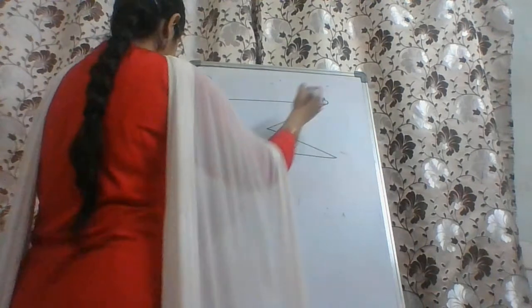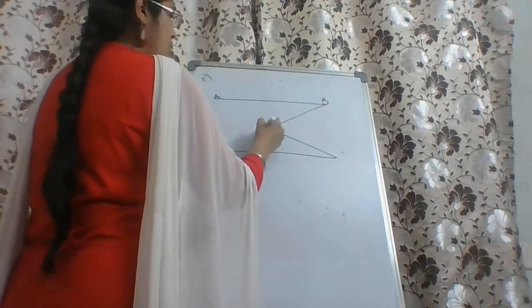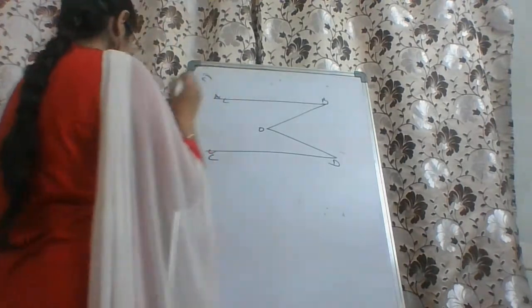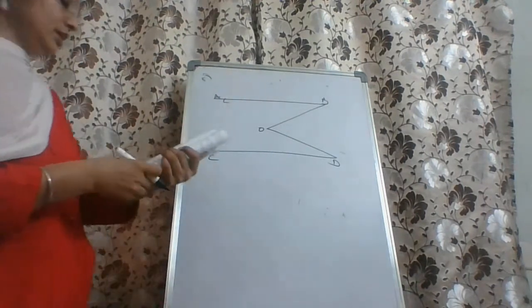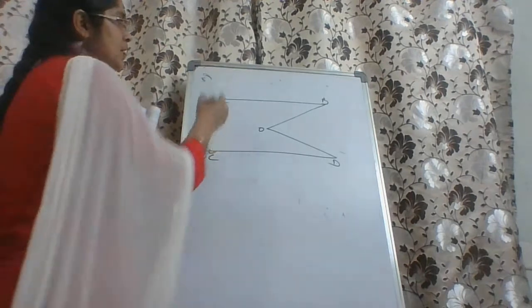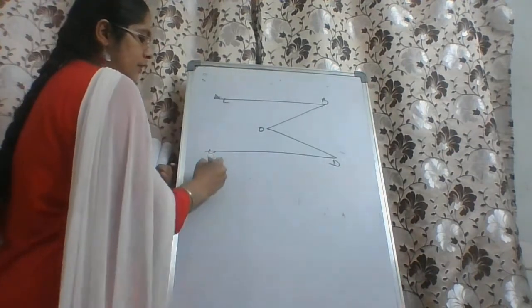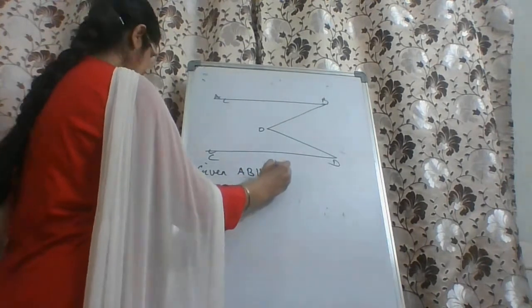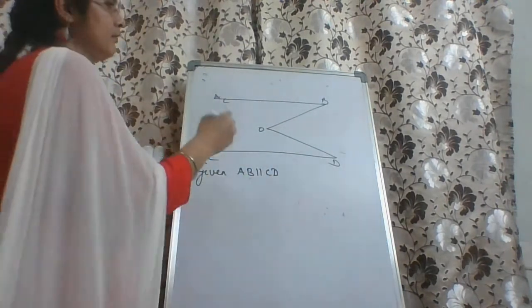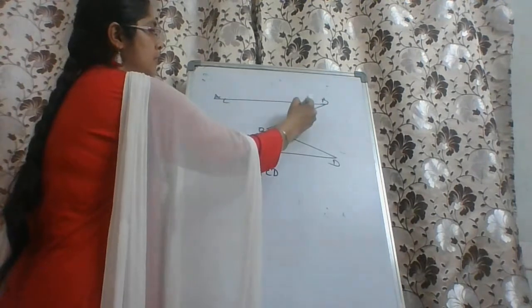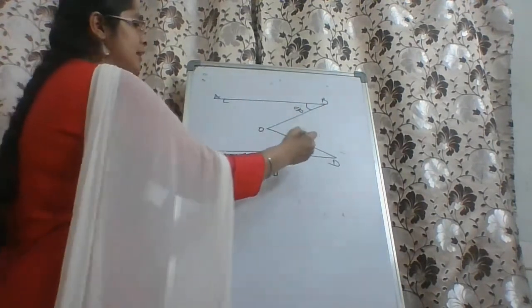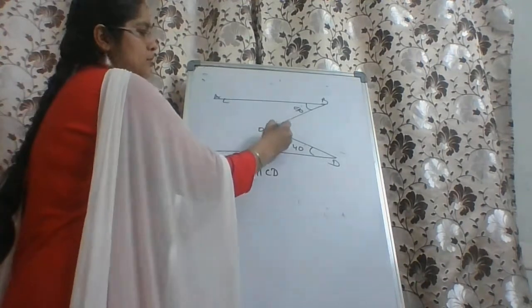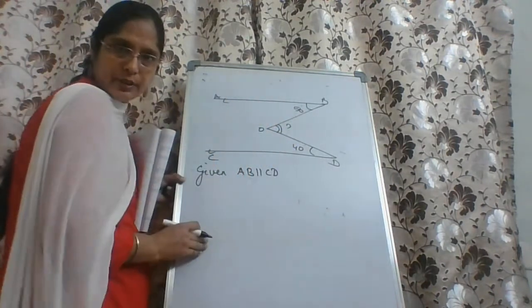A, B, O, C, D. Now see what is given to you. You are given in the adjoining figure AB is parallel to CD. And you are given that angle ABO equal to 50 degree, angle CDO equal to 40 degree. You have to find the measure of BOD.